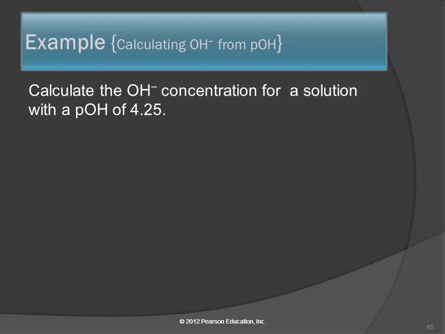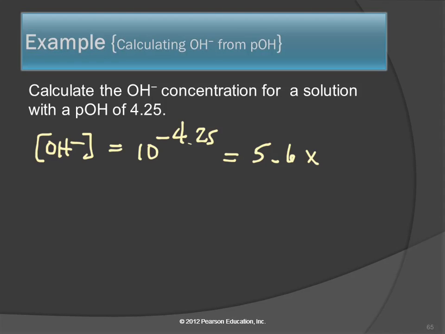And then this example is kind of a letdown afterwards, but we'll do it anyway. Calculate the hydroxide ion concentration if the pOH is 4.25. So it's 10 to the minus 4.25. 5.6 times 10 to the minus fifth.